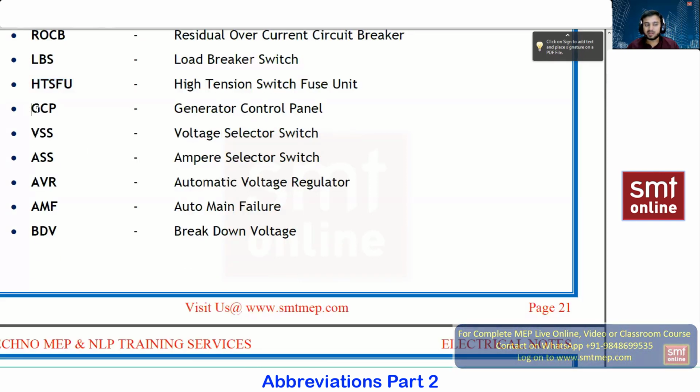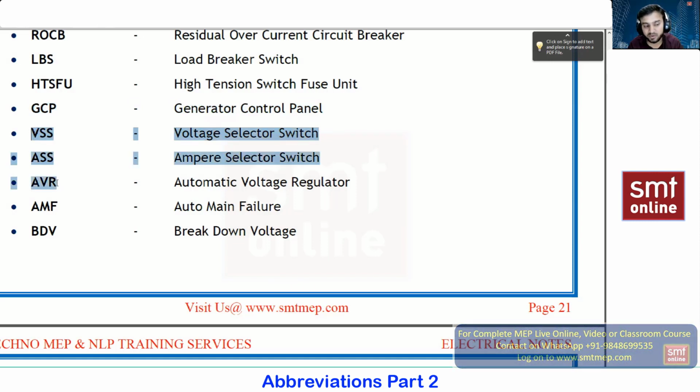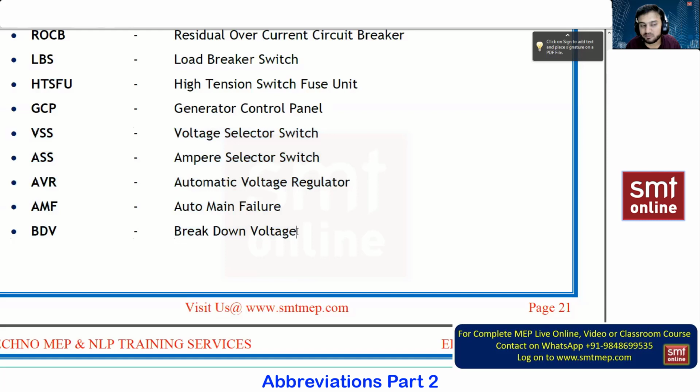Again, I'm talking about the generator. For the generator, basically we have a panel which is called the generator controller panel. So what we have in this generator controller panel: the voltage selector switches, ampere selector switches, automatic voltage regulator, auto main failure, breakdown voltage. These are the things we have in the generator panel. So what is the requirement of the voltage selector switch?